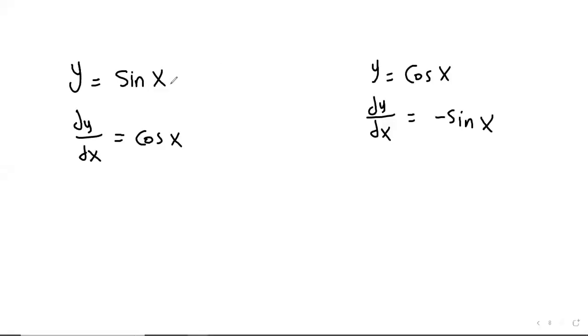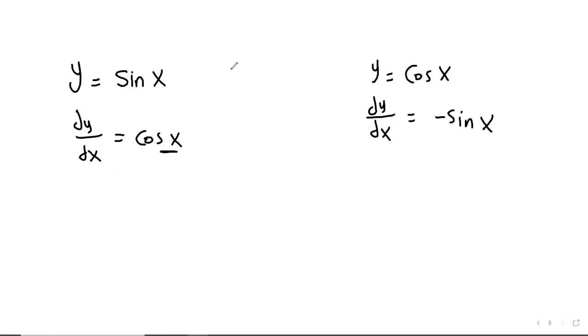If y equals sin x, so the first derivative dy over dx is equal to cosine x. The derivative of sine is cosine. You can go to the previous session and check it out. You'll find the derivative of sine is cosine. And if y is equal to cosine x, the derivative of cosine is negative sine.